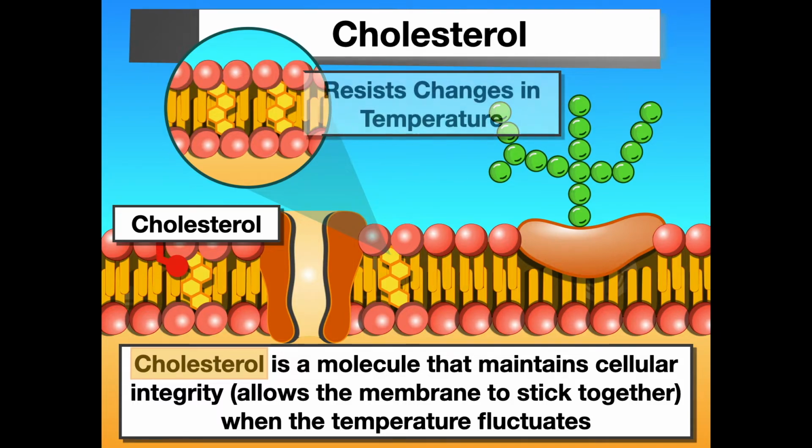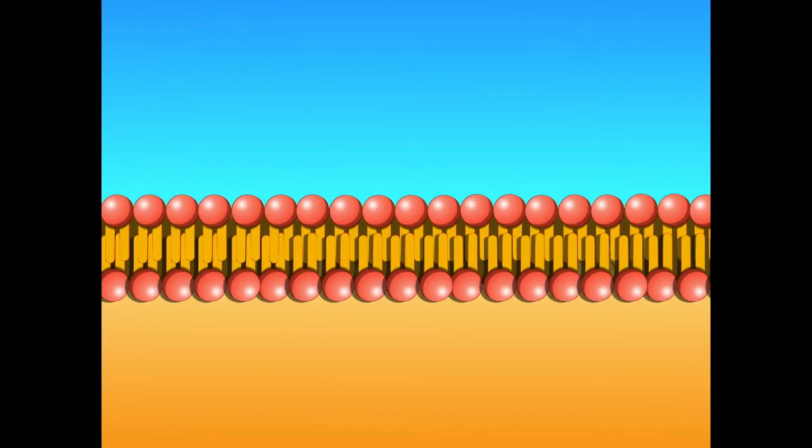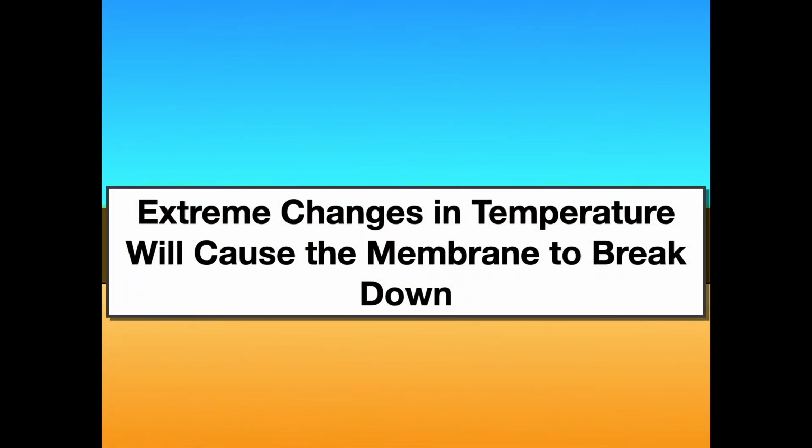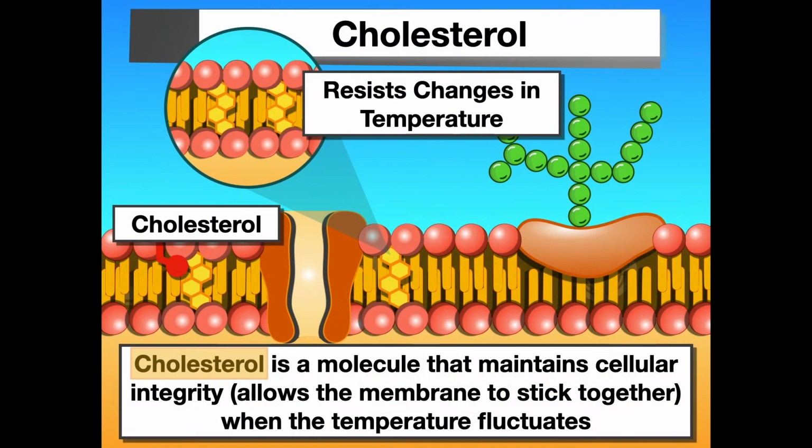What they're going to do is make sure that the cell membrane maintains its fluidity when the temperature changes. The same way that proteins can denature when the temperature gets too hot, we can also see that when there are extreme temperature changes, either too cold or too hot, the membrane is going to break down, and it's not going to retain its fluidity. The purpose of cholesterol is to resist those changes in temperature and make sure that when it is too cold or too hot, the cell membrane stays together and is held together in one fluid piece.